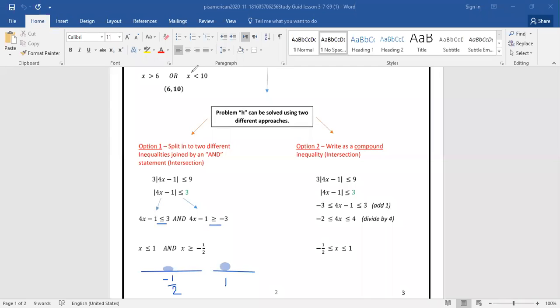Then you will discover in this part that you have a common region between them. For this reason, we said this one will be and, because we found a common region between them. If you try any number belonging to this region, it will satisfy both inequalities.